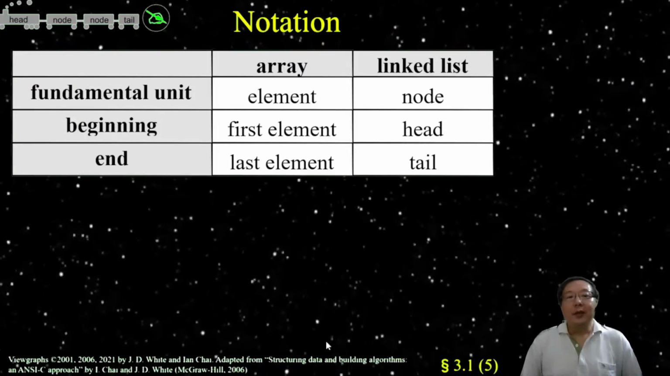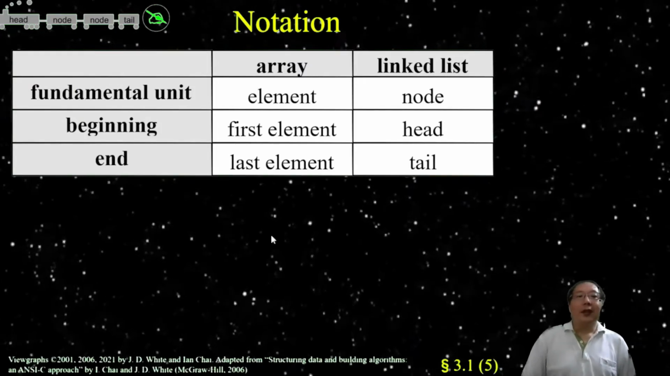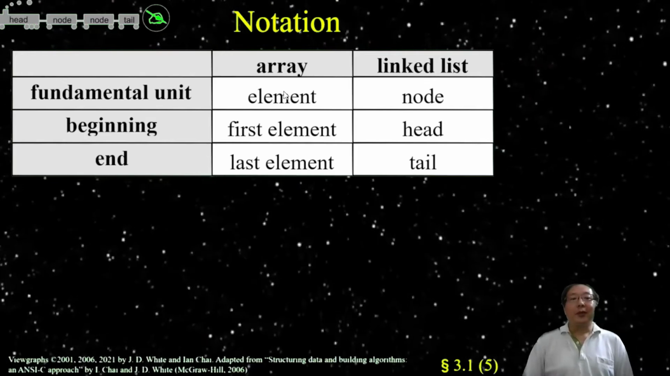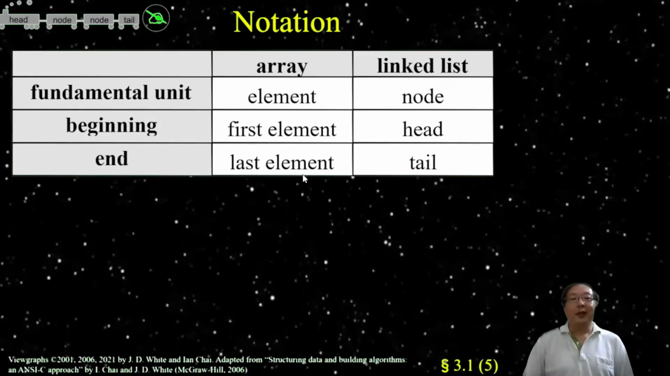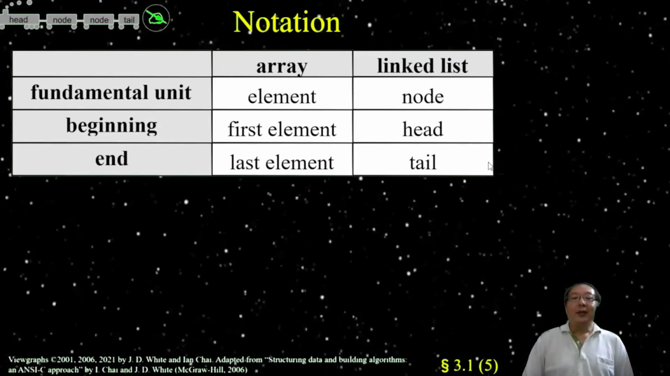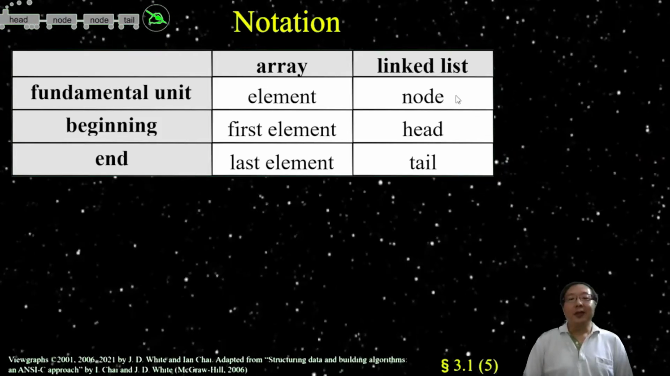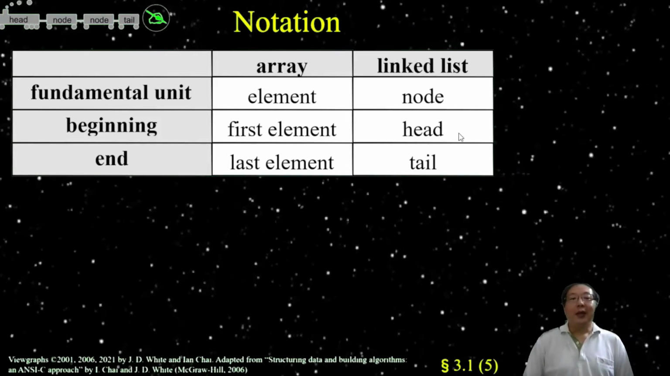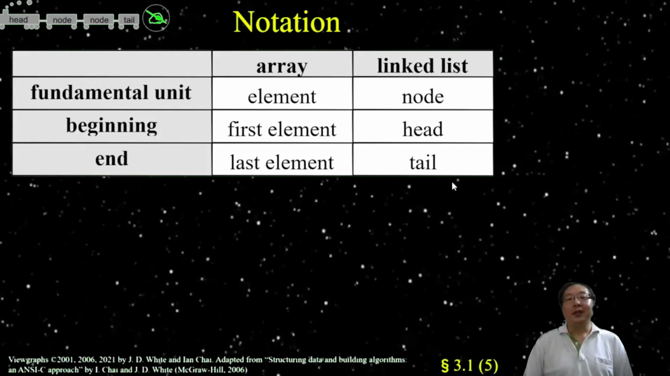Okay, the notation. The fundamental unit of an array is the element, and then you have the first element and the last element. Whereas in a linked list, the fundamental unit is a node, and then you have the head of the list and you have the tail of the list.